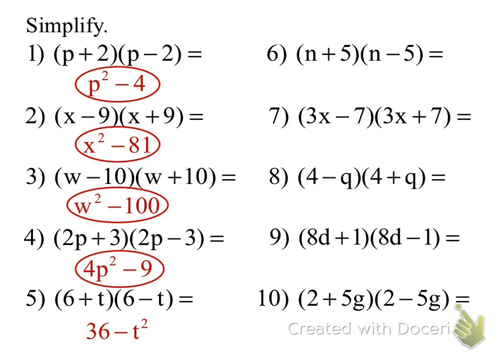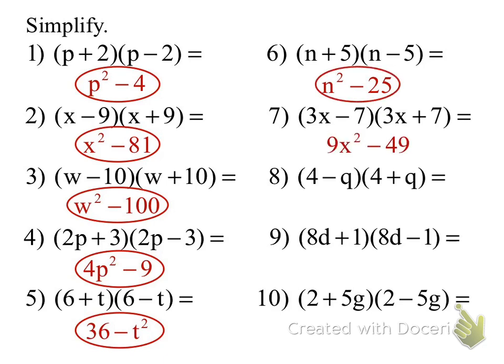Number 6 is n squared minus 25. Good. Number 7. 9x squared minus 49. Perfect. Next one, go Gracie. 16 minus q squared. Good. Next one, Maddie. 64d minus 1.